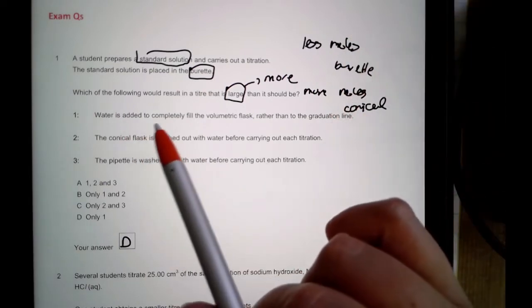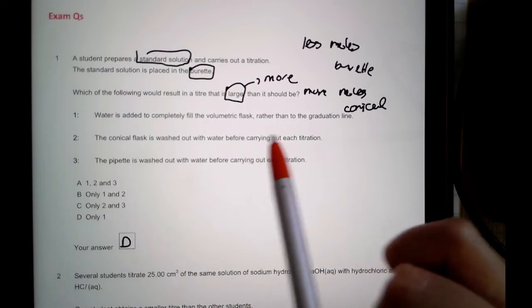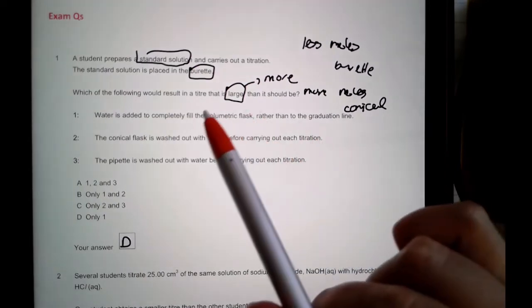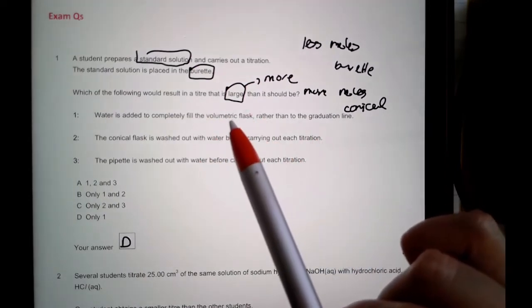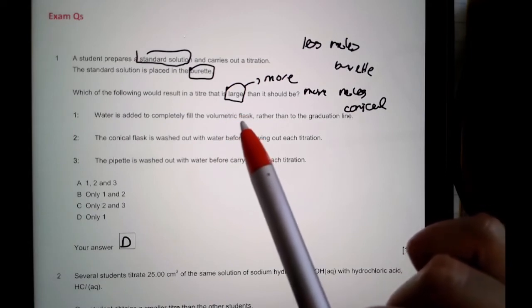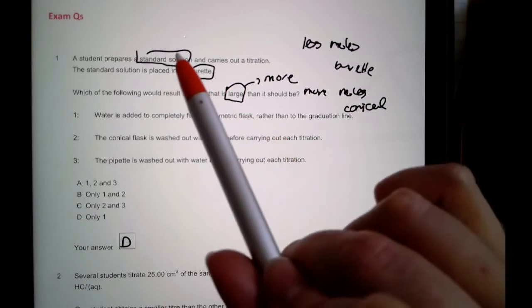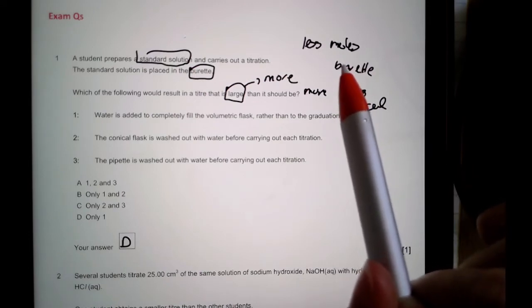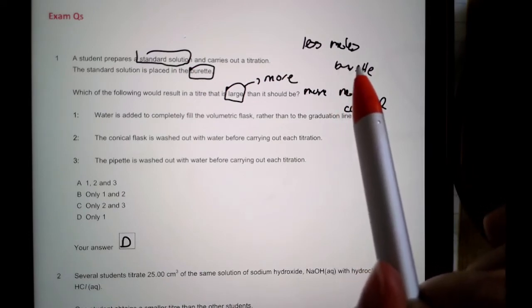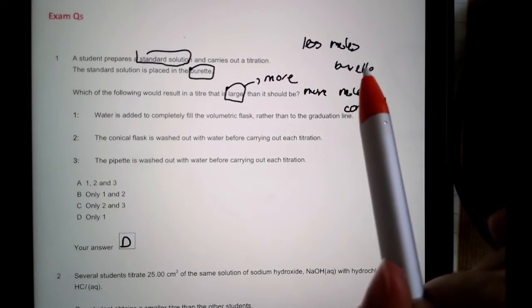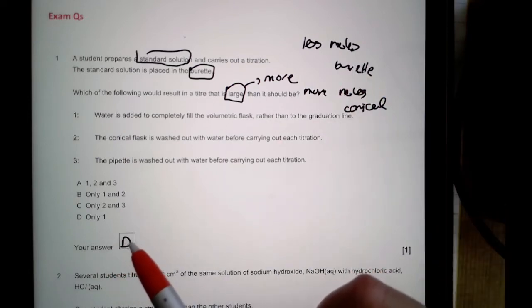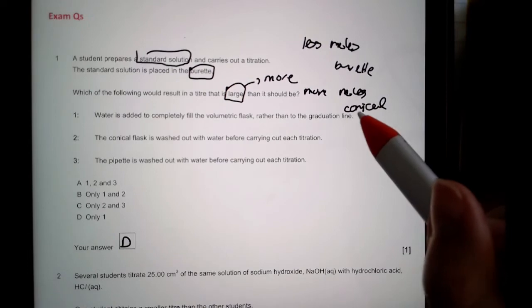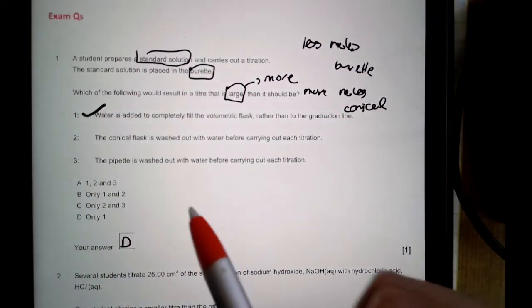So the first one here, water is added to completely fill the volumetric flask rather than the graduation line. So if you're adding too much water, that is going to make your standard solution more dilute. We put the standard solution into the burette. So if it was more dilute, then you would have less moles in there than you're supposed to, which fits. Okay, so D is going to be correct. 1 is going to be correct.